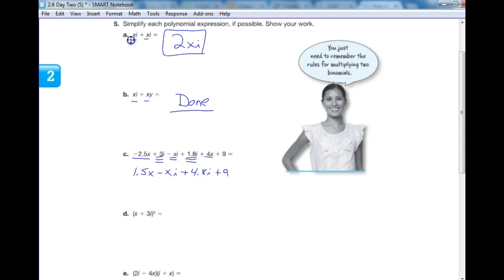Simplify simply means collect like terms. I don't need to separate and see the coefficients on them like we did before. Simplify just means collect like terms. Be done there.